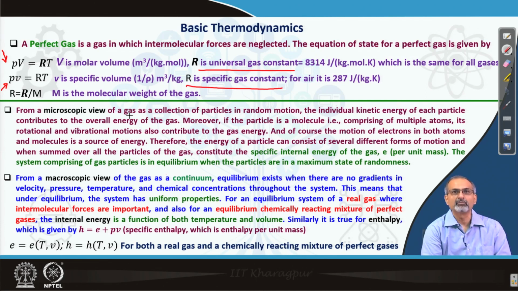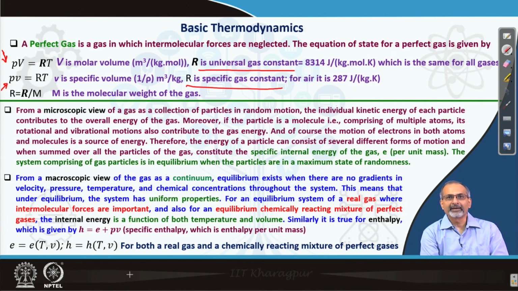So we are not using a bold R here, unlike the earlier equation where the bold R represented the universal gas constant. And if you talk about air as the medium, then this R turns out to be 287 joules per kg Kelvin. So that's another very important value that you should keep in mind.